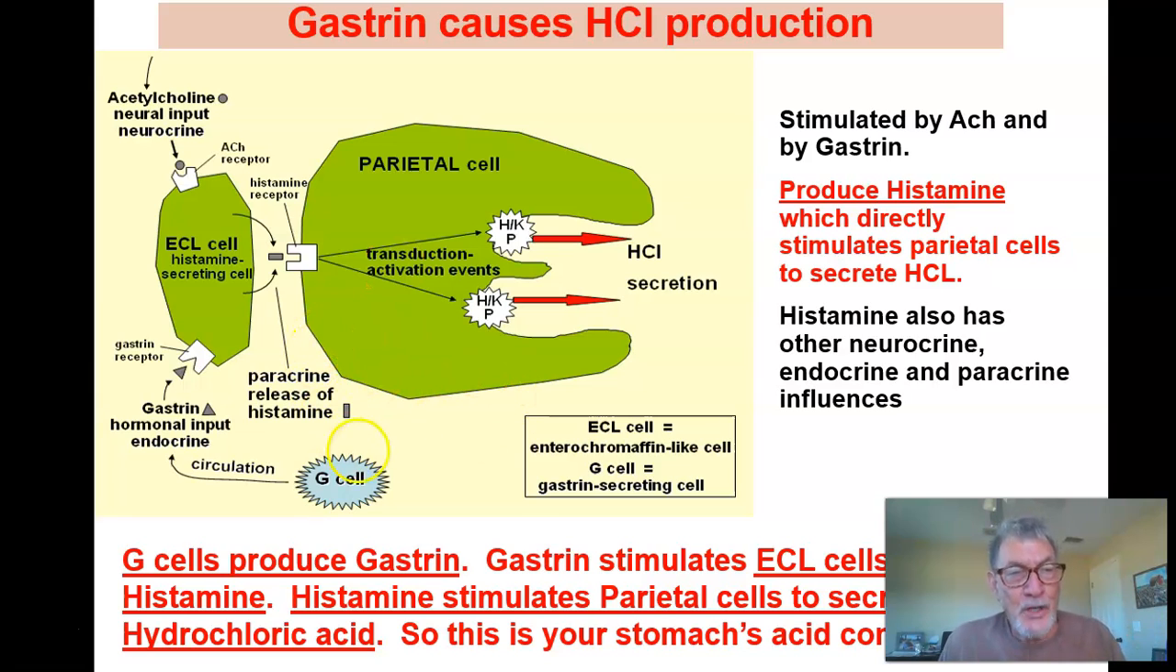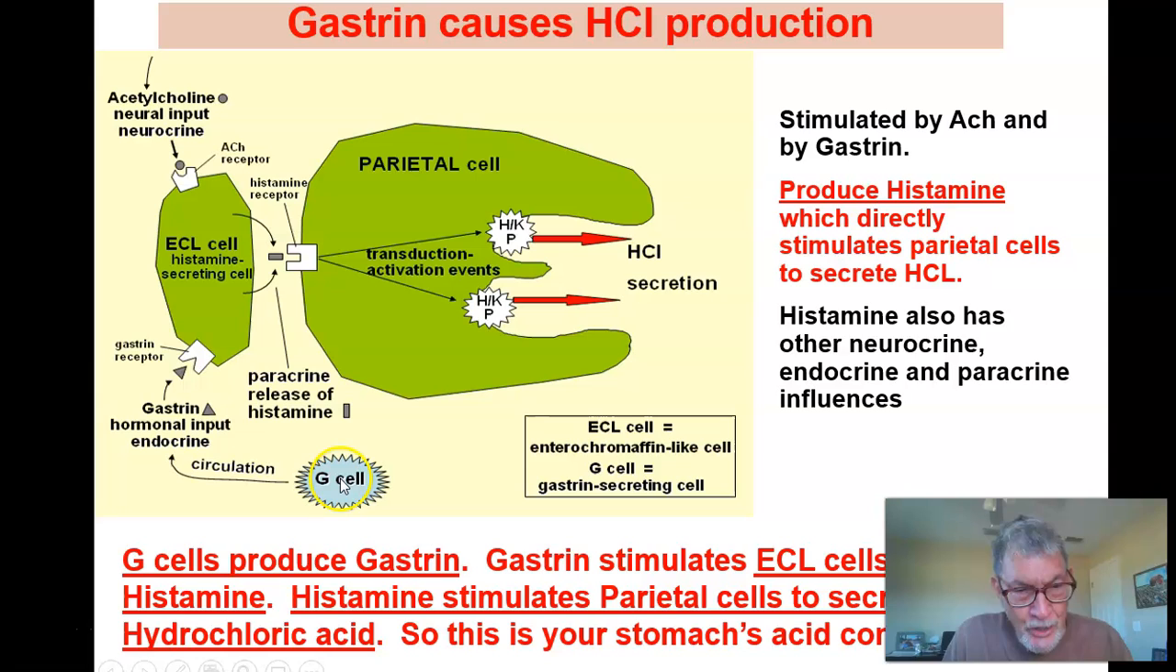So when you get protein in your stomach, you make gastrin. It stimulates the production of histamine. Histamine causes parietal cells to make hydrochloric acid. They also cause another kind of cell called chief cells to make pepsinogen. So when protein arrives, you make hydrochloric acid and pepsinogen. We'll see that in a second, though. But this is the acid-producing cascade.